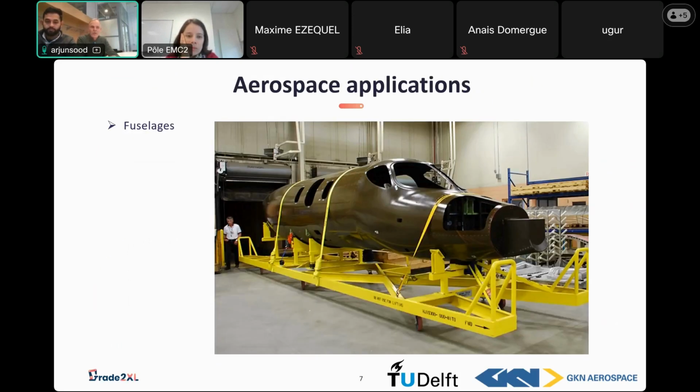I will show some examples. This is within GKN Aerospace, a typical fuselage. You see a bit of the sizes that we are facing in making composite parts out of one single piece. This is a fuselage of a business jet. And we have another example.